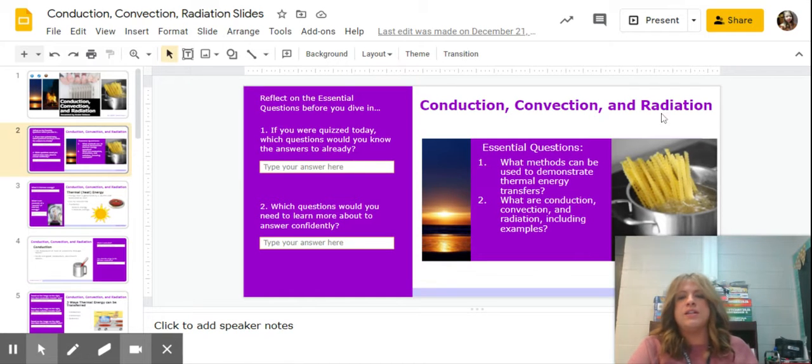So it says on the left, reflect on the essential questions before you dive in. Number one, if you were quizzed today, which questions would you already know the answers to? In this box, you're going to put question one, which is here. So if you're quizzed today, would you know question one? Question two, or none? So you can write one, two, or none that you would know.